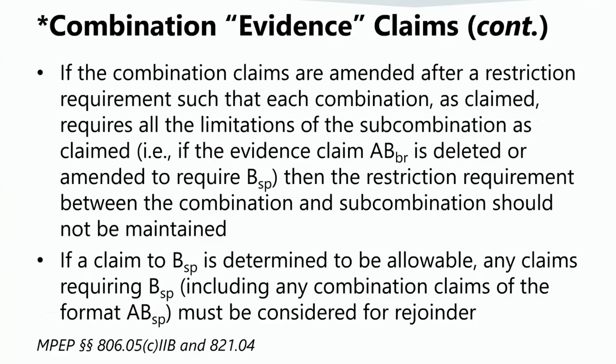Even though it may initially be proper to make a restriction requirement between a combination and a subcombination, some amendments may make the restriction moot. For example, if the claim to AB-broad is deleted or amended to require B-specific, then the restriction requirement between the combination and subcombination should not be maintained. Rejoinder must be considered for non-elected combination claims requiring all limitations of an allowable subcombination claim. Although we already mentioned rejoinder in a previous slide, we will discuss it in further detail later in this module.